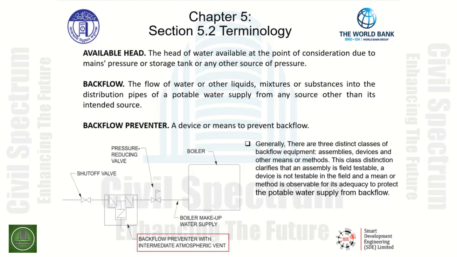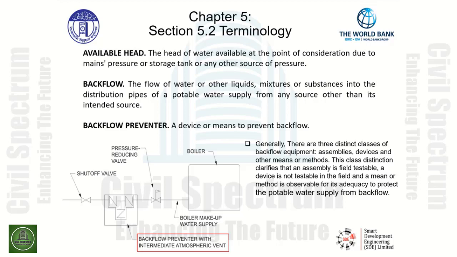generally, there are three distinct classes of backflow equipment. There are assemblies, devices, and other means or methods. This class distinction clarifies that an assembly is field testable. A device is not testable in the field, and a means or method is observable for its adequacy to protect the potable water supply from backflow.